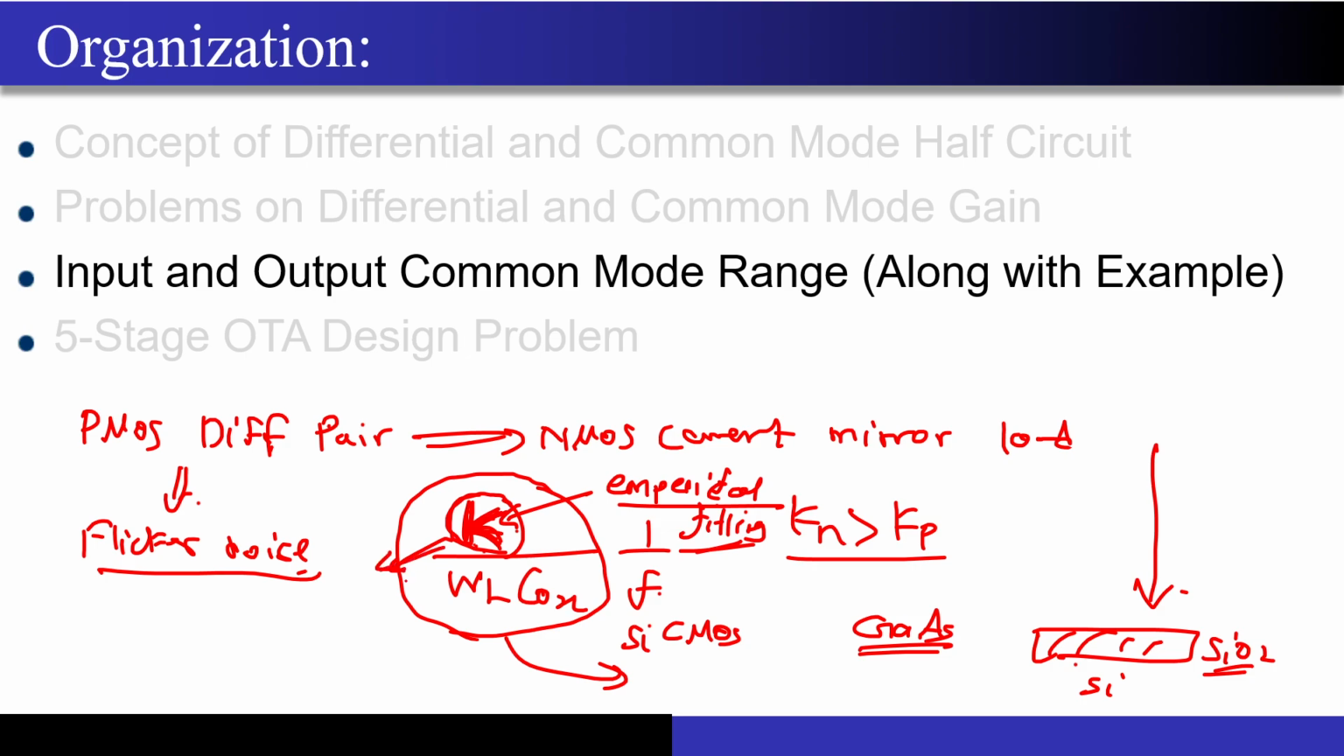I think for Kn it will be mu and Cox W by L. No. See, this K is not that. If you look at ID, you are talking about the current factor mu Cox W by L. This K and that K are completely different. They don't have any relation. Do not confuse that this is the same K that you are seeing over here. These two Ks are different.